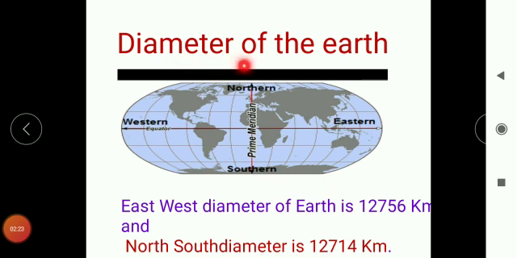Now let's see which are the diameters of the earth. I hope diameter is not a new word to you children, as you have studied this in maths so many times. It is nothing but a straight line passing through the center of a circular object. So what is the diameter of the earth? Well, east-west diameter of the earth is 12,756 kilometers, whereas north-south diameter is 12,714 kilometers.